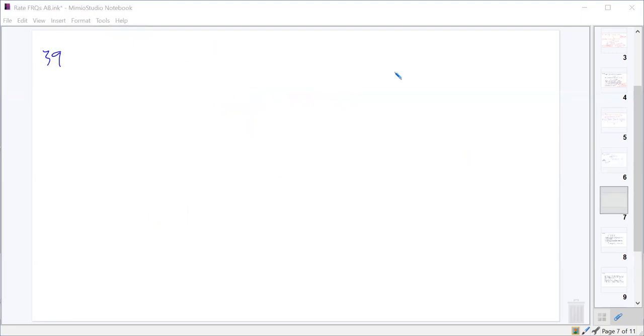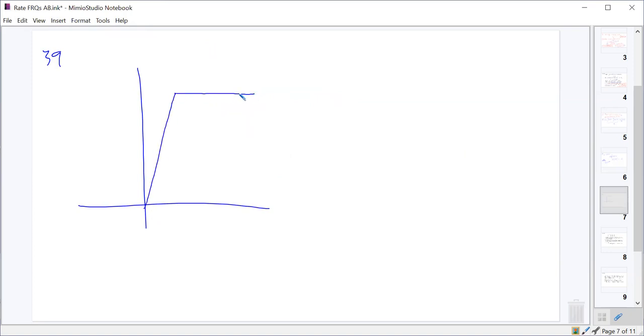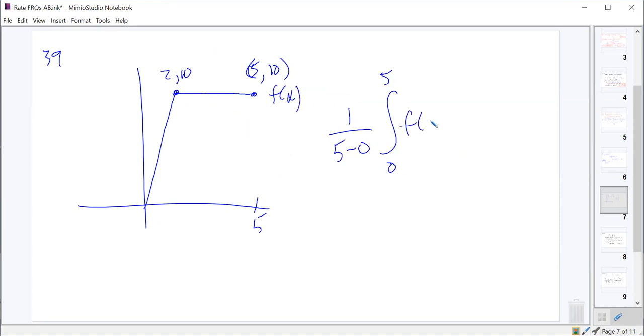39. So for 39, we're finding the average value of another function here, which they just give us a graph. Looks something like this. They give us coordinates of these points. This is 2, 10. This is 5, 10. And so to find the average value of it, it's just 1 over b minus a times the integral from 0 to 5. We'll call this f of x dx.